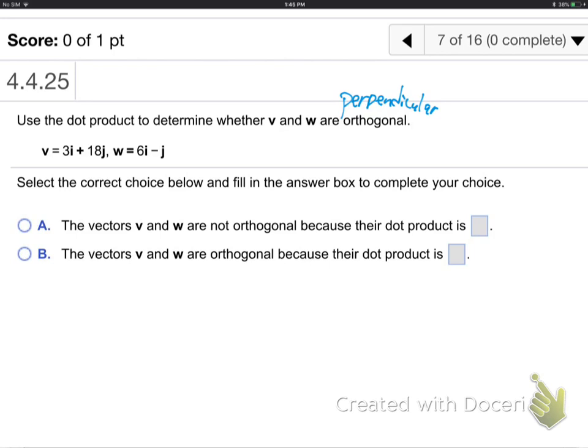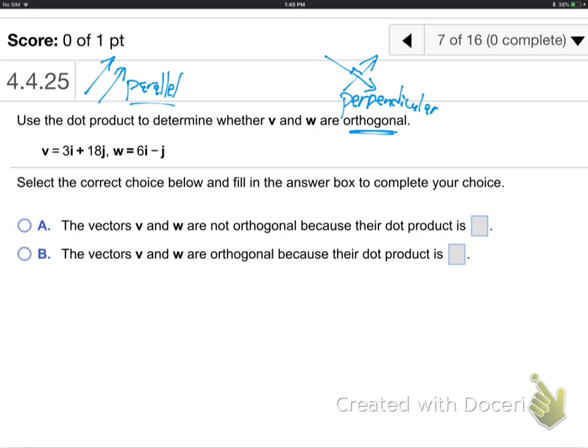Because if you think about it, vectors can do 3 things. 2 vectors could be parallel. 2 vectors could be perpendicular. Like one's going this way, one's perpendicular, also called orthogonal. They make a 90 degree angle, like when you're going down the road. You have streets that are parallel. You have streets at an intersection that go in opposite directions. They're perpendicular to each other.